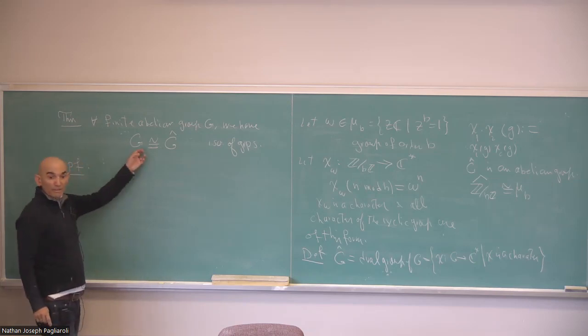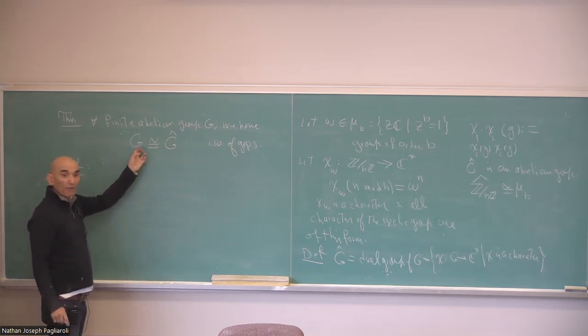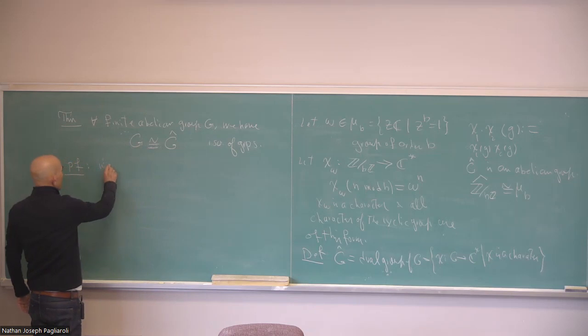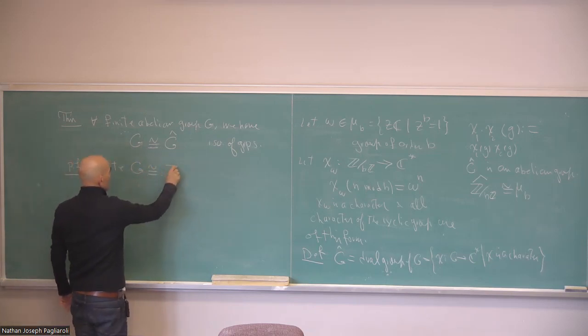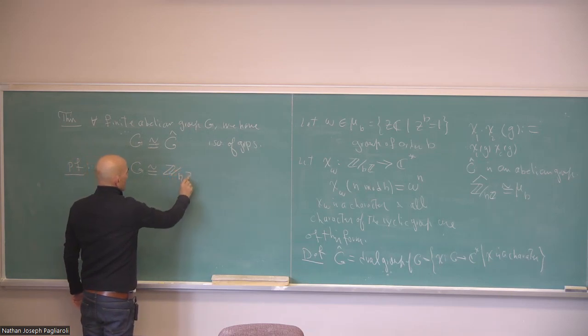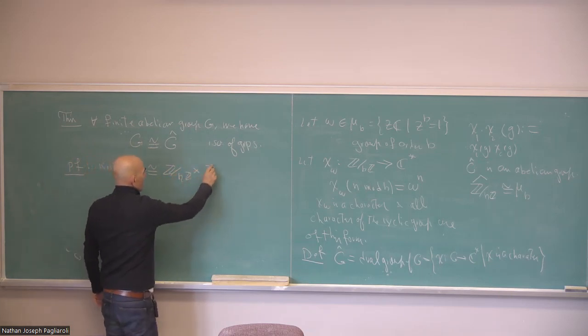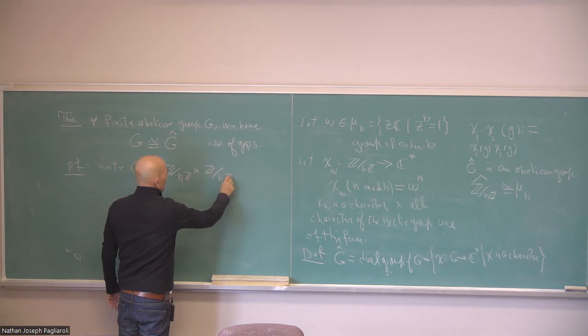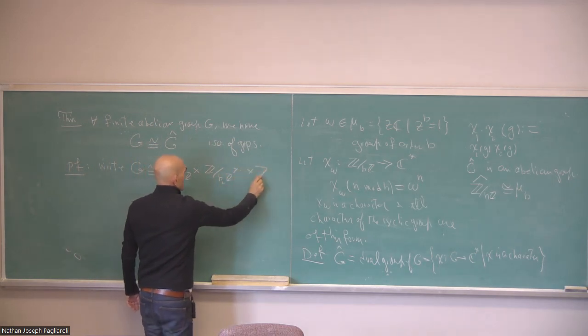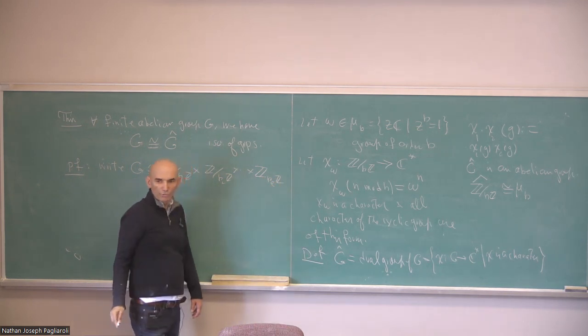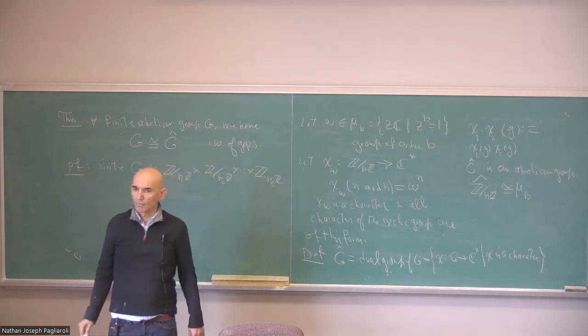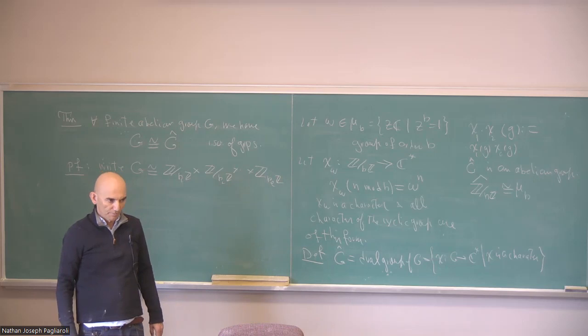Well, we use the structure theorem of finite abelian groups. Any finite abelian group can be written as a product of cyclic groups, right? So write G as isomorphic to Z over B1Z cross Z over B2Z cross ... cross Z over BLZ. You can always do that. That's a beautiful theorem from elementary group theory.